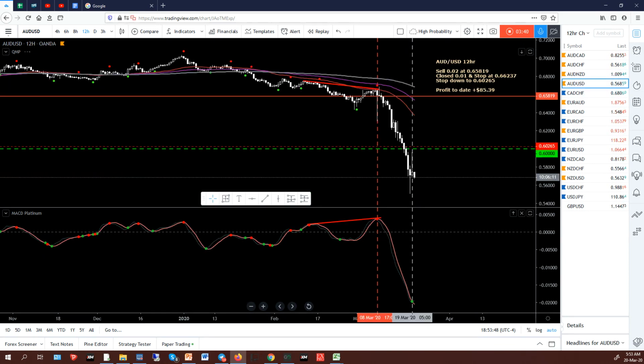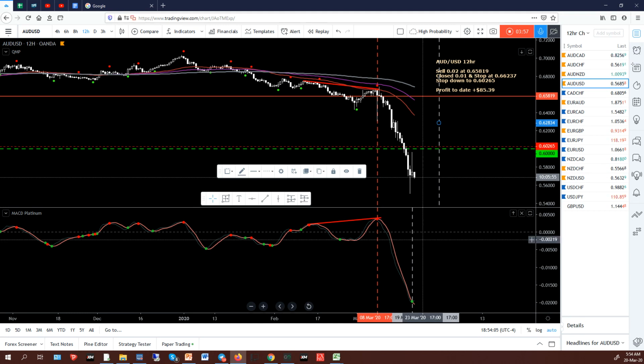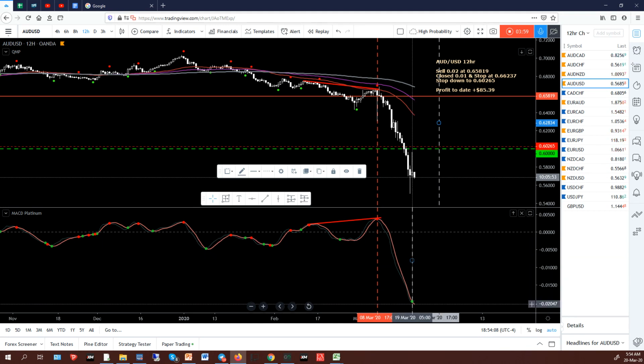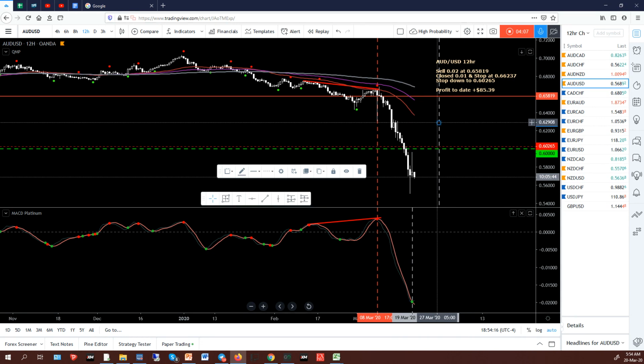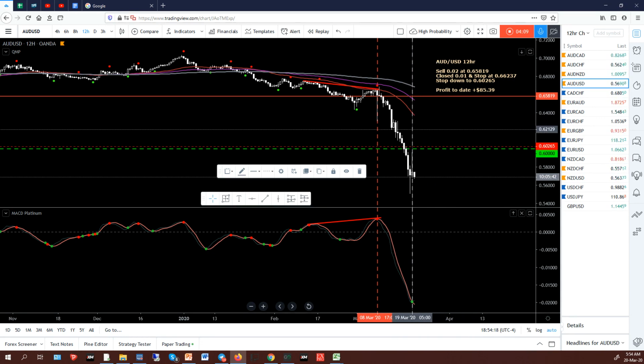AUD/USD. So the Aussie's on a bit of a tear down. Again, I've got a green line that's at 60 cents, 0.60, a big number for the Aussie. I'm in a sell. All I've done this morning, similar to the previous one, is there's a new green dot on the MACD Platinum below the zero level down here, hence the gray line. I've just brought my stop above parity and above these spikes here. So all I've done is move my stop down on my sell, locking in profit.